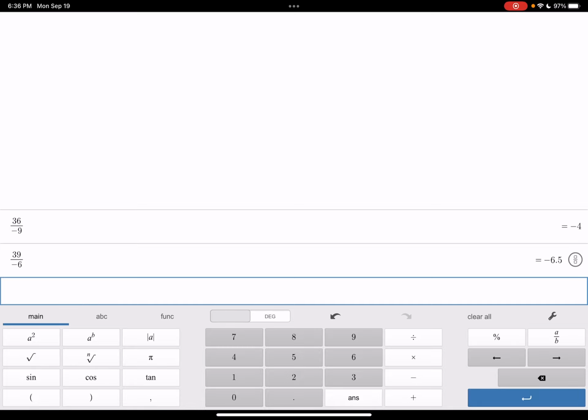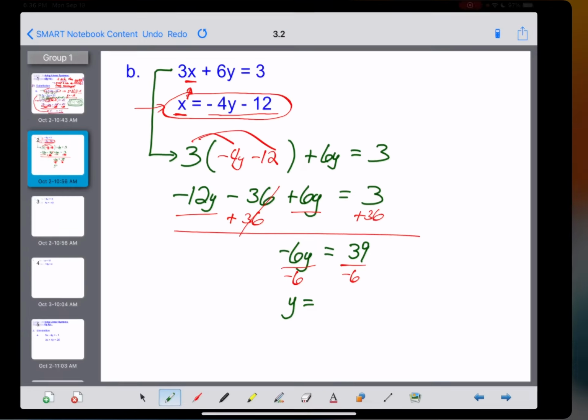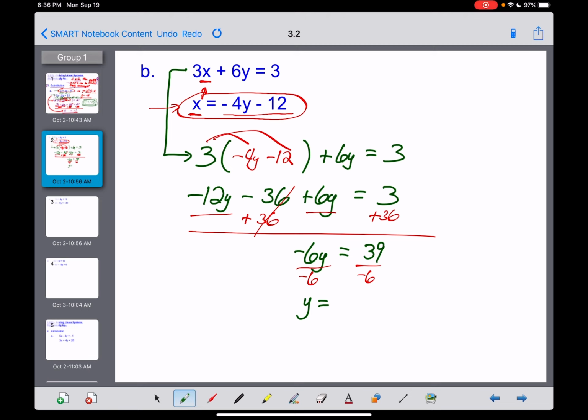Negative 6.5 is the answer. And since that's a clean decimal, not some weird repeating thing, I'm going to go ahead and just leave that the way it is. That's the way I would imagine most of you guys would handle a decimal answer. If it came out to be something really, really ugly, like a repeating decimal, I'd want to make it a fraction. Remind me in class, I'll show you how to do that. But there you go, guys. That's your y value right there. Now, we're only half done. We have to find the x value that goes along with it.